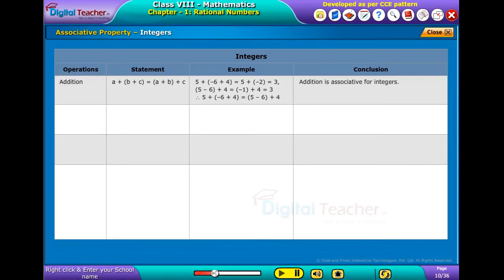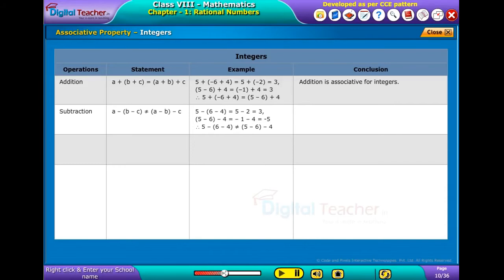Under subtraction, it states that the difference of three integers is not the same if the order in which their difference is taken is changed. For example, 5 minus of 6 minus 4 is not the same as 5 minus 6 of minus 4.